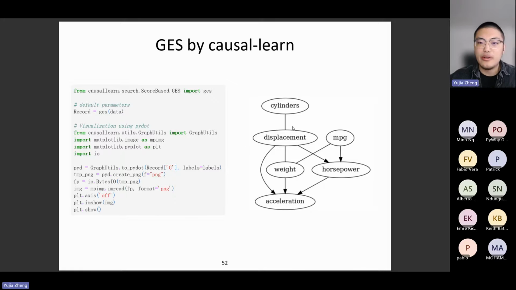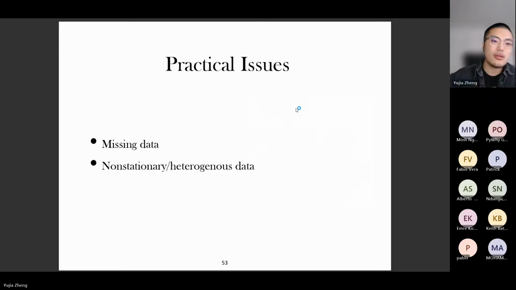And as you may already observe, there may exist some edges that stay undirected. That is because even for a score-based causal discovery algorithm, the output is still a Markov equivalence class, not the DAG. So there will be some ambiguity remaining for some edges.